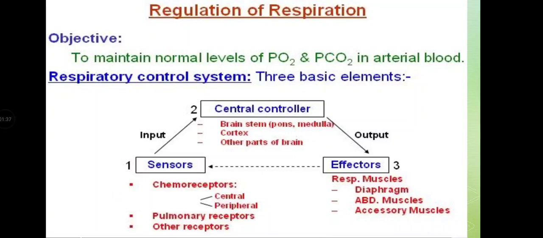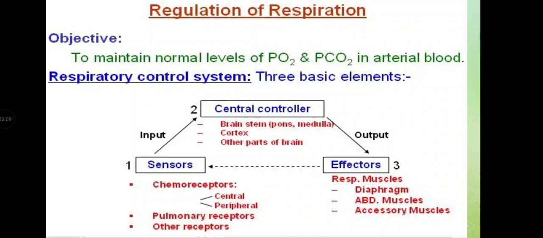Then the peripheral chemoreceptors, by and large, we are talking about the aortic bodies and the carotid bodies. These ones, major stimulant, low partial pressure of oxygen. A partial pressure of less than 60 millimeters of mercury will stimulate these peripheral chemoreceptors to send input signals. Then the pulmonary receptors, for example, we're talking about the stretch receptors as well as the juxtacapillary receptors.